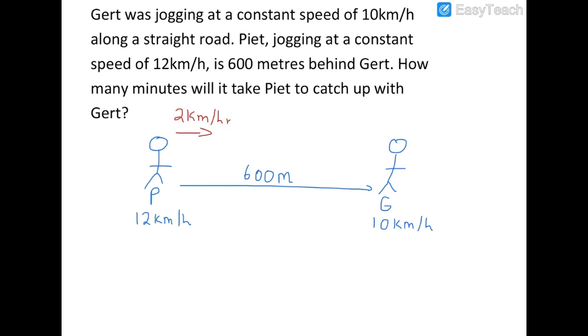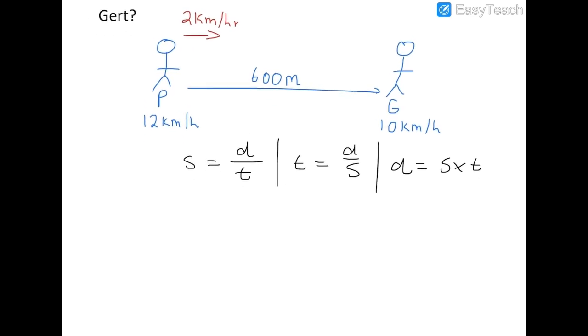Okay, so when we deal with distance, speed, and time, we always use the formula: speed is equal to distance over time. And we can manipulate it however we want. If you want to calculate time, time is equal to distance over speed. If we calculate distance, it's just speed multiplied by time. Now in this scenario, we want to calculate time, so we will use this equation here.